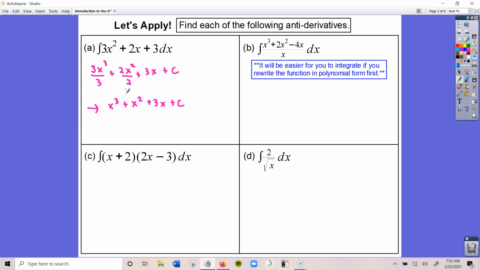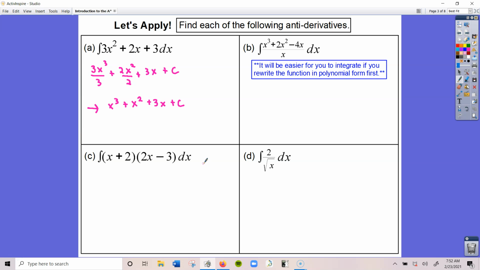And again, you can test it to make sure that it equals the integrand. The derivative of x to the third is 3x squared. The derivative of x squared is 2x. The derivative of 3x is 3. And the derivative of any constant would be 0.